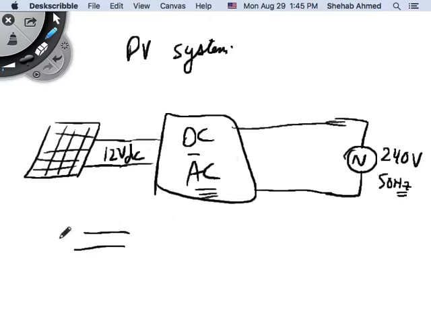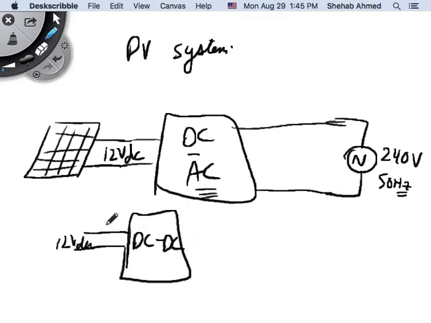The other way to do it is what? Here, 12 volt DC, and then I can use a DC to DC converter to step up this 12 to something like, more like from 12 to what?